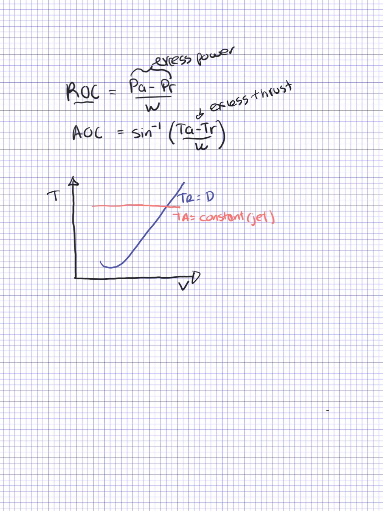I can find the point of Vx. My best angle of climb is going to be where I have the biggest excess thrust. So the place where my thrust available and thrust required curves are farthest apart, that is going to be my Vx, where thrust available and thrust required are furthest apart.